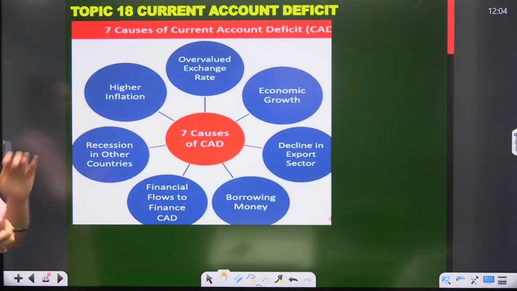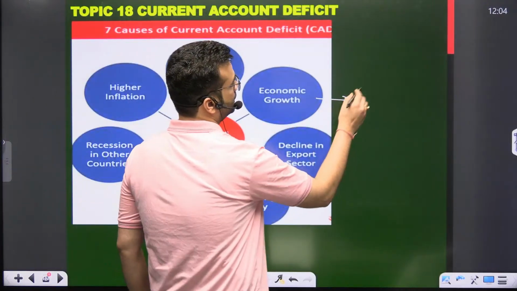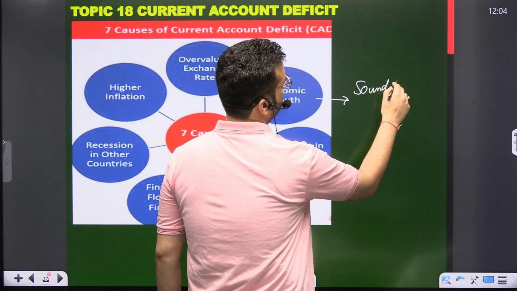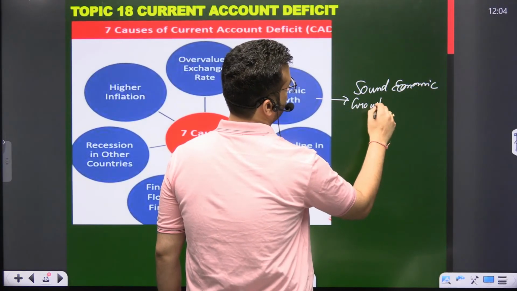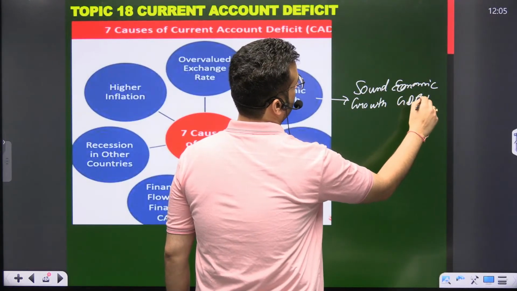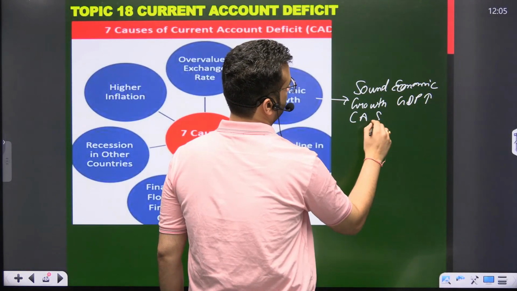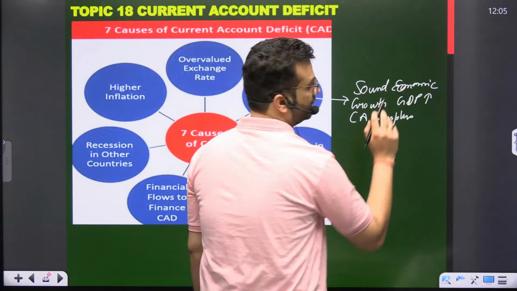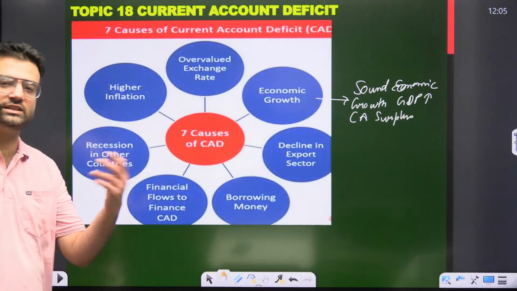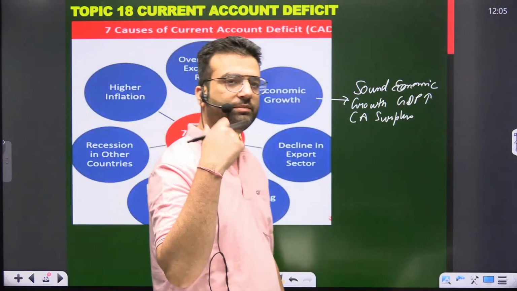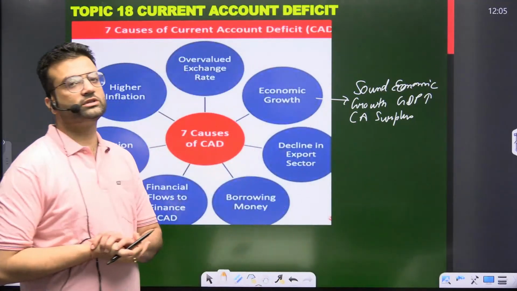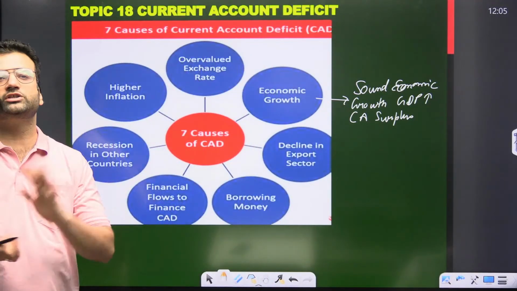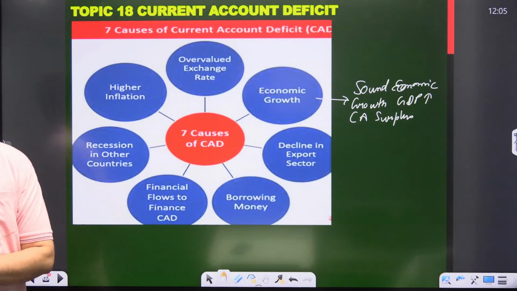Now friends, if someone asks you what are the 7 causes of current account deficit, which of the following will lead to current account deficit, let's discuss them. First of all, economic growth. Sound economic growth, that is GDP is more, it is current account surplus. Inflow means money coming from outside, and outflow means money going outside.